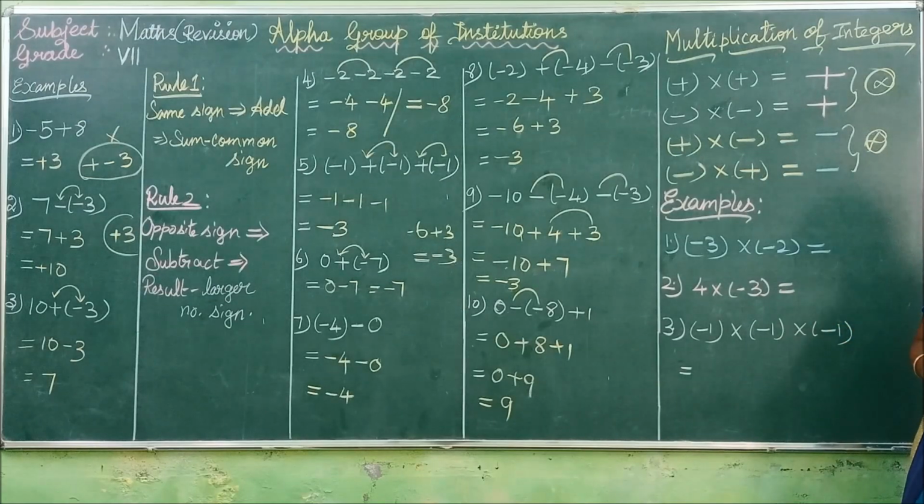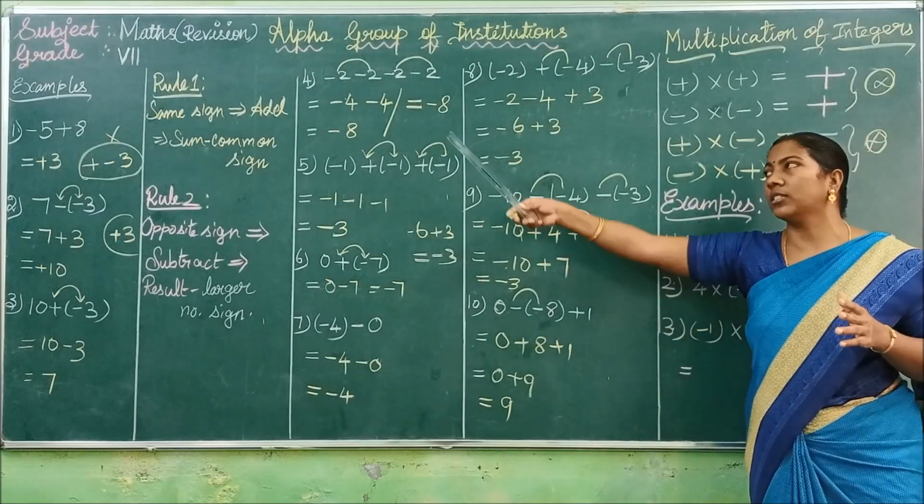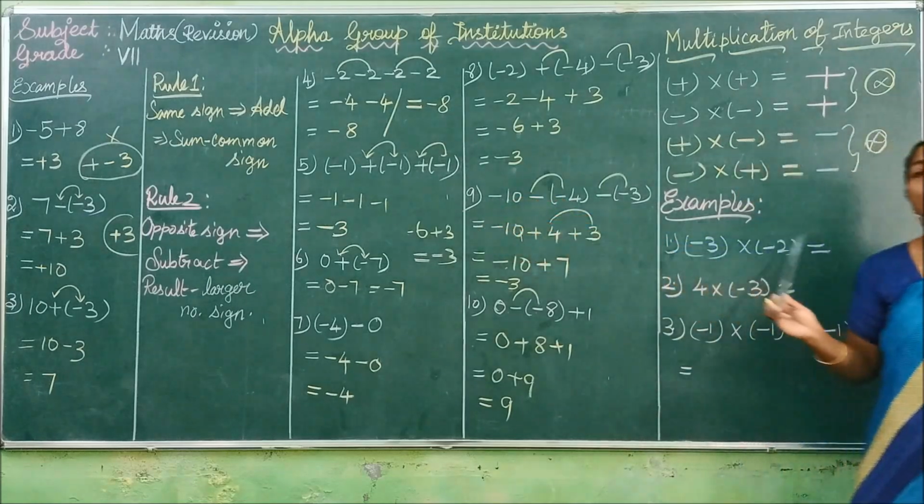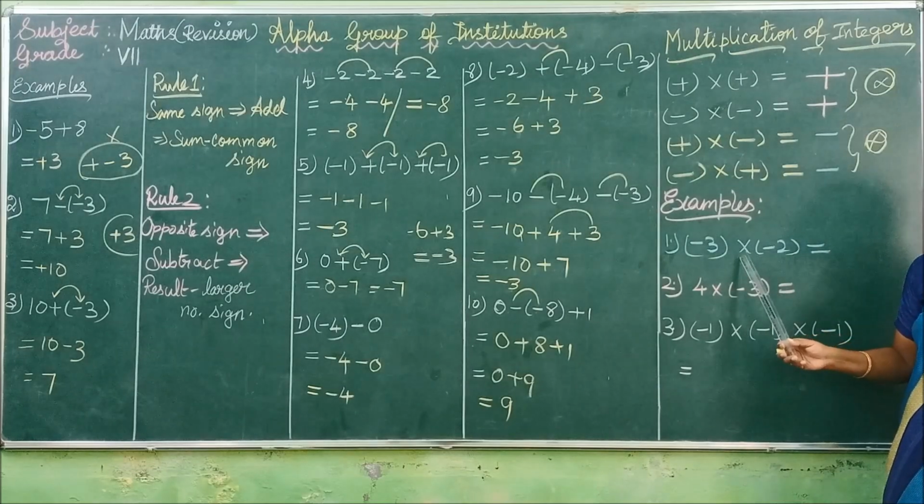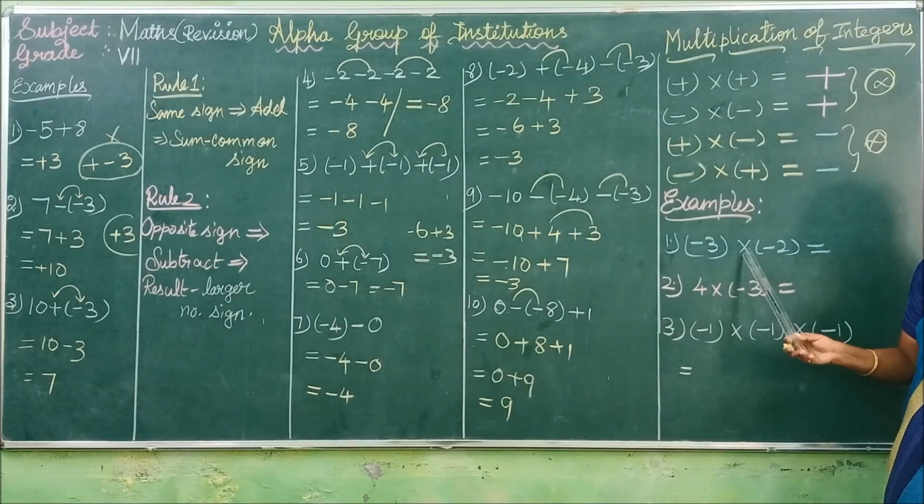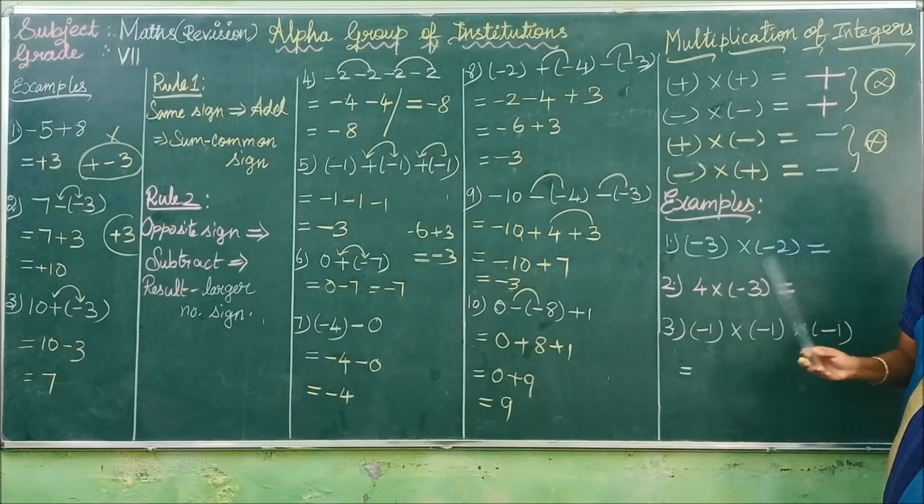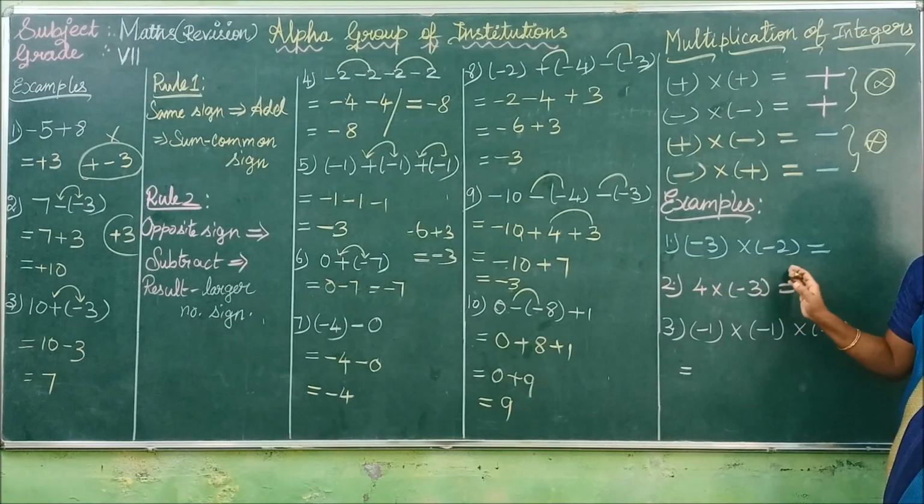Listen carefully, children. You must have a clear idea about whether the given sum is in the process of addition and subtraction or in multiplication. Okay. See here, between the two integers you have the multiplication symbol. If it is a multiplication sum, you have the multiplication symbol compulsorily. So from this symbol you can easily identify it is a multiplication sum. Okay. How do you multiply the given two integers?